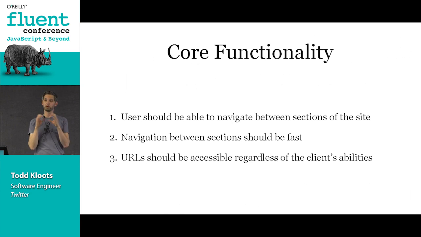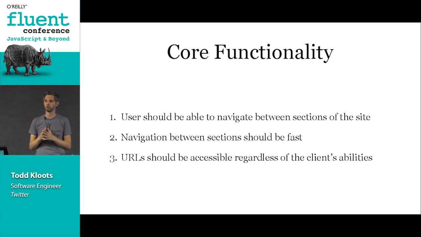So if we were to look at pushState through the lens of progressive enhancement, as we did at Twitter, we outlined our core functionality as follows. The user should be able to navigate between sections of the site. That seems fairly obvious. Ideally, that navigation should be as fast as possible. So using progressive enhancement, pushState is now one of those tools for as fast as possible, but it is not the only tool. And URLs should be accessible regardless of the browser's abilities.